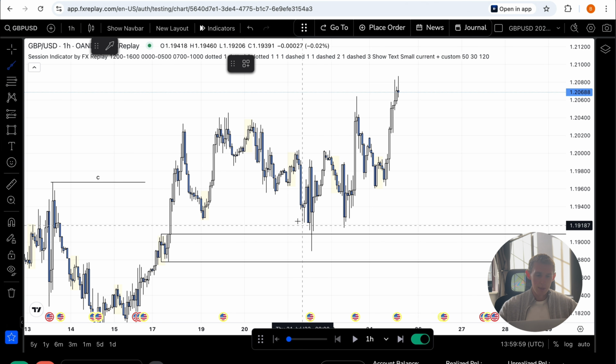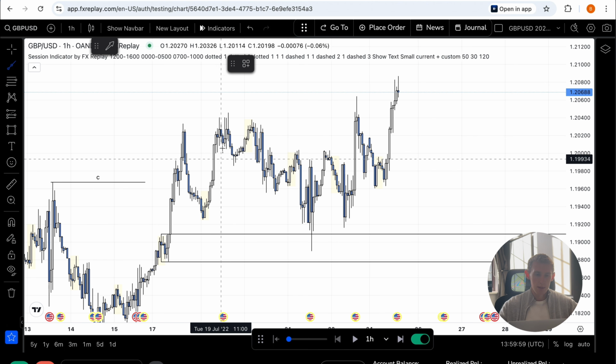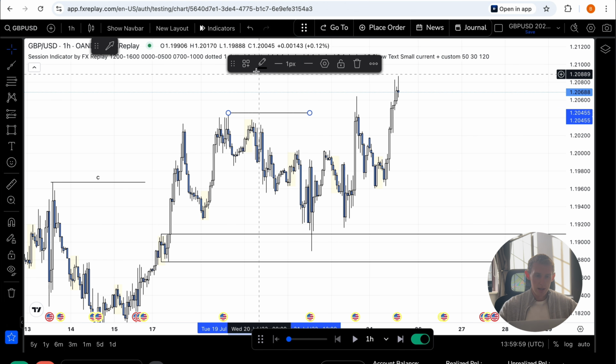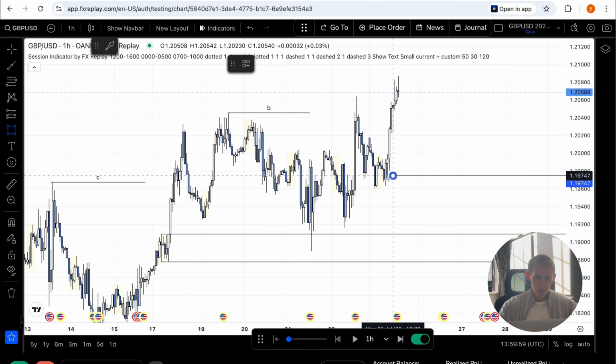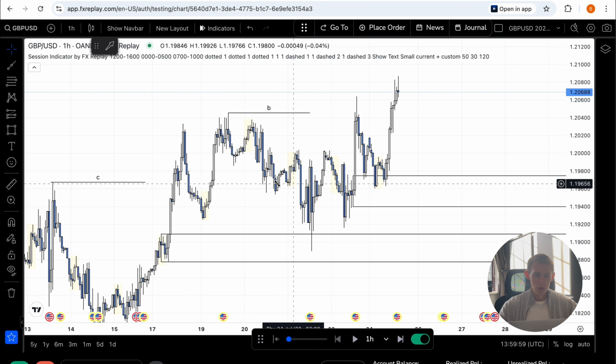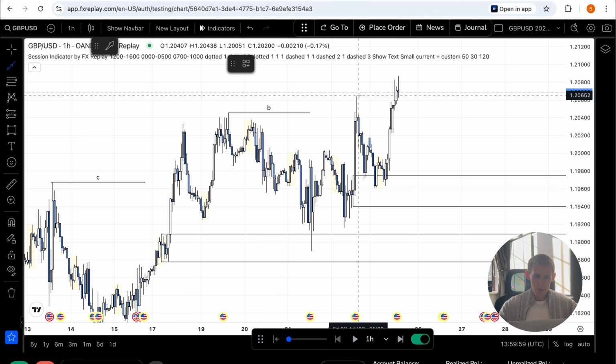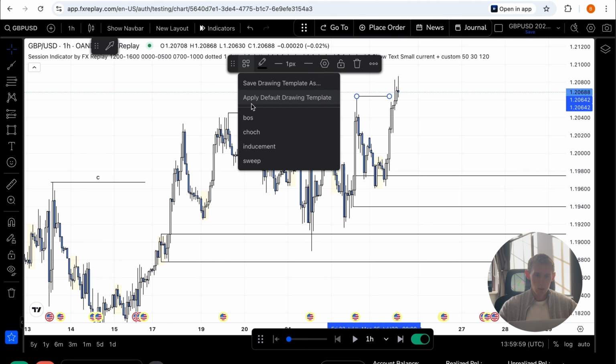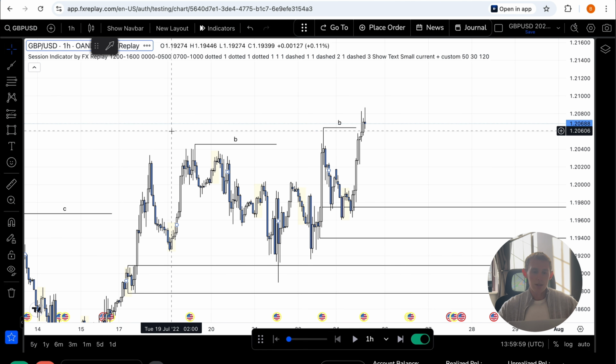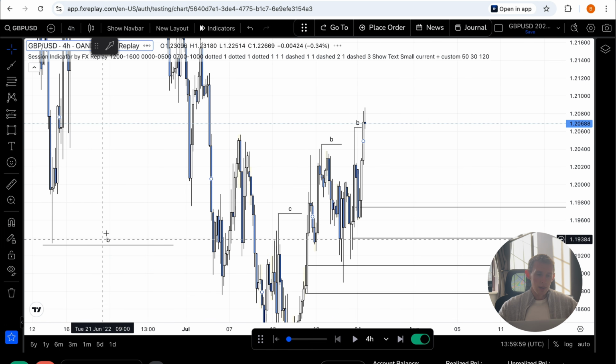So for example, here you can see that price retraced into and mitigated this demand. We then had another break structure. Once again, price retraced back down, mitigated into this demand. This was the trade we caught at the end of last session. We've then had another break structure right here as well. So at the moment, price does seem to be intent on going higher.